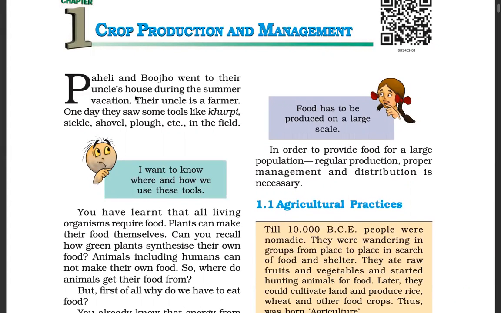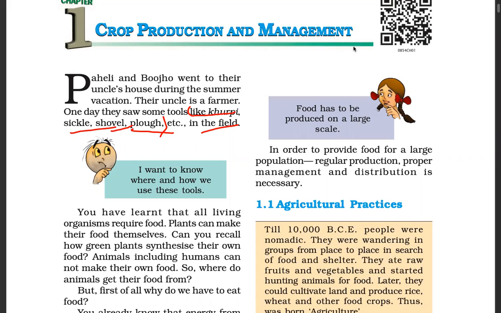Haley and Bujo went to their uncle's house during the summer vacation. Their uncle is a farmer. One day, they saw some tools like khurpi, sickle, shovel, plow, etc. So they went to their uncle's house during the summer vacation. He's a farmer. They went to the field and saw some tools like khurpi, sickle, shovel, plow, etc. It is written that they went to the field. In the exam, some questions come like khurpi, sickle, shovel, plow, so you can give these examples.